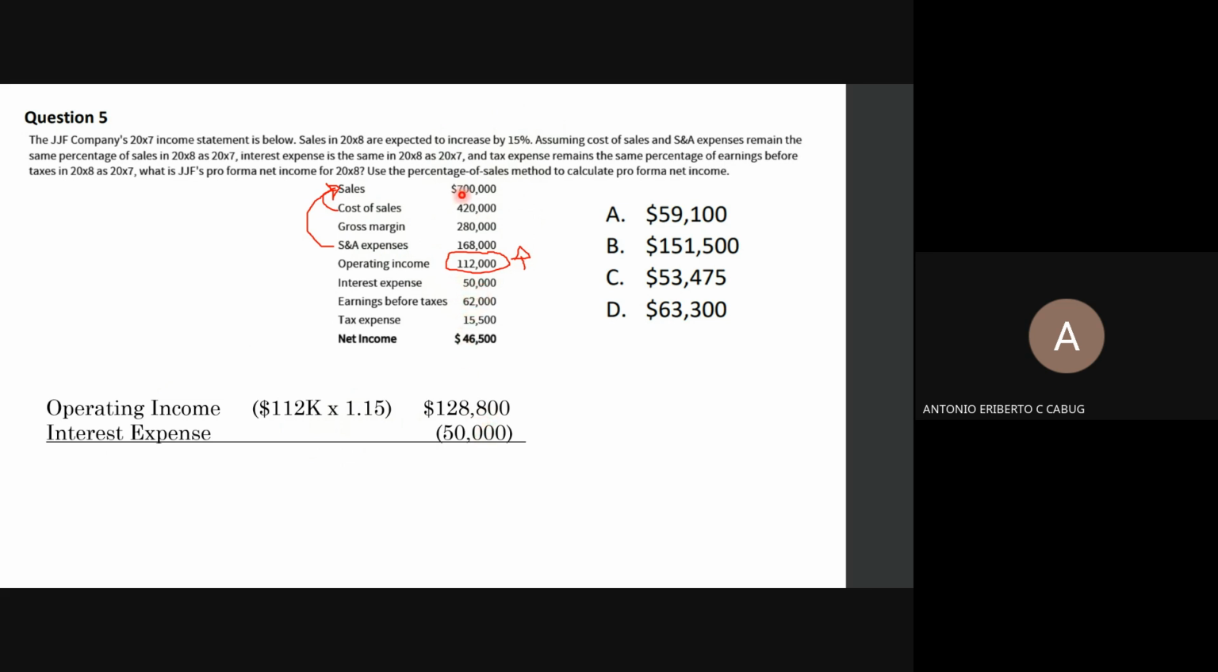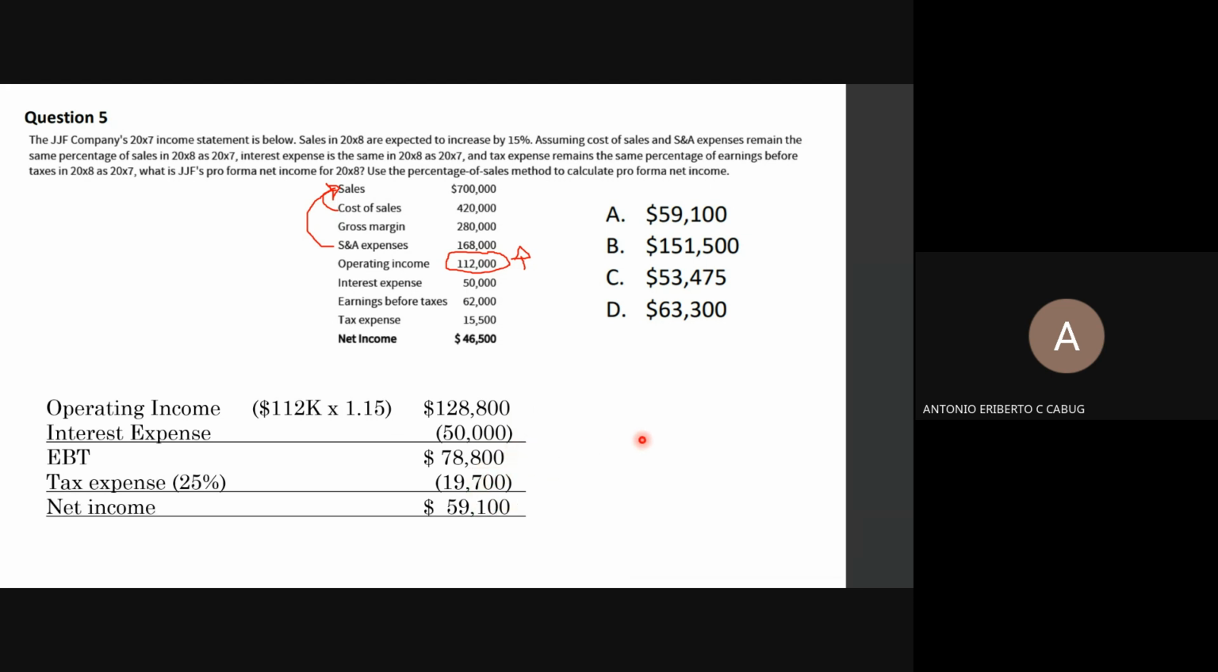Interest is the same in 2008 as 2007, that's 50K. That will give you an EBT of 78,800. Tax expense of 15,500 is 25% of 62,000. So 25% of 78,800 is 19,700. Net income would be 59,100. The correct answer here is letter A.